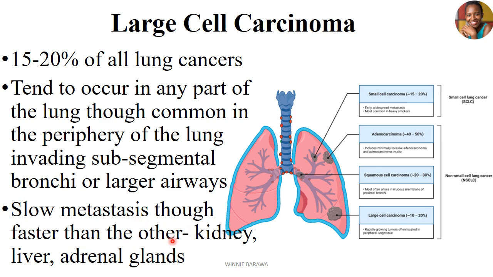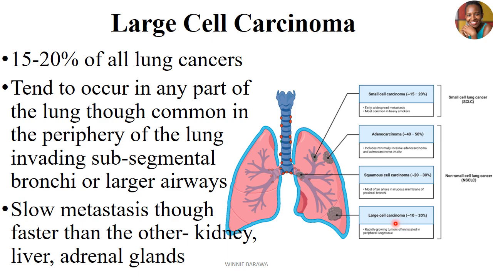So compared to the other types of non-small cell lung cancer, the large cell lung cancer metastasizes very fast. So it can head to the kidney, it can head to the liver, and it can head also to the adrenal glands. So these are the various types that we've mentioned.